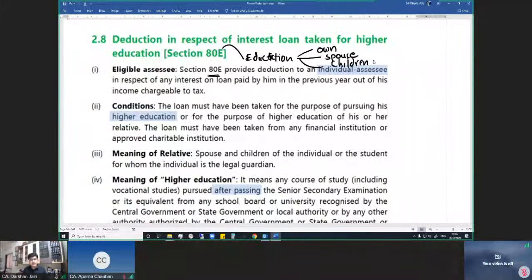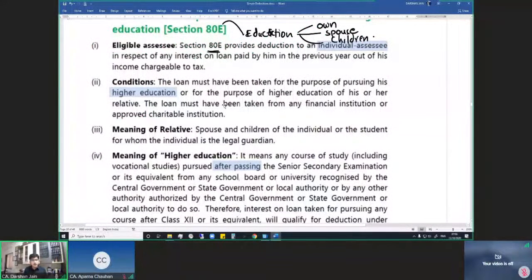So if a loan has been taken by an individual for higher education of spouse and children of that individual, in that case he can claim deduction under section 80E of the Act.